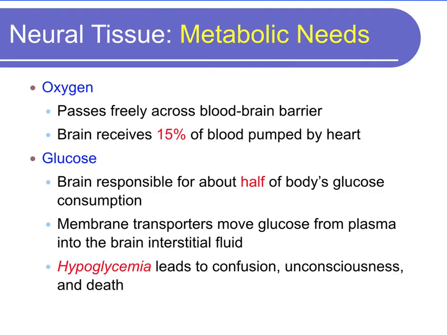Now, certain things can pass very easily into the brain because the brain has its own metabolic needs. So oxygen, for example, can freely cross the blood-brain barrier, and the brain receives about 15% of the blood pumped by the heart and uses that much oxygen. Glucose is another thing that will easily move into the brain, and the brain actually consumes half, 50% of the glucose. And so we really want to make sure that the brain has enough supply of glucose.